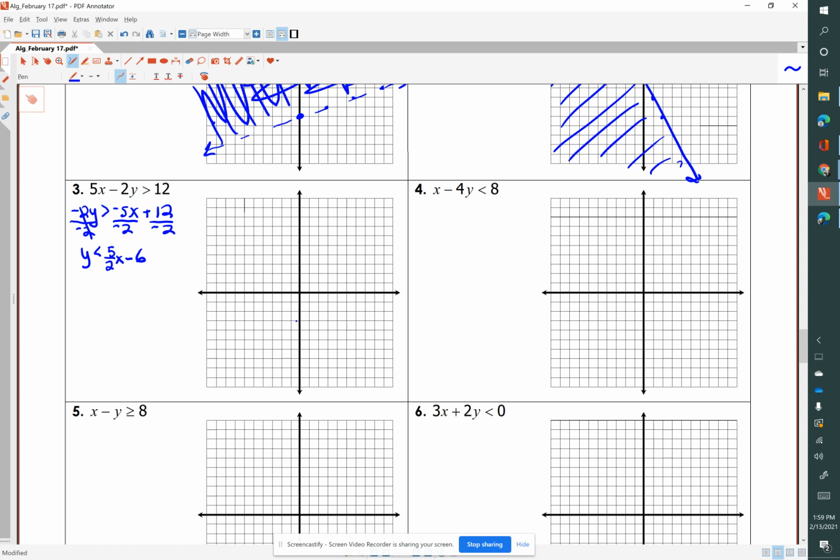We have a y-intercept of negative 6 and a slope of 5 over 2. It's a positive slope, 5 over 2. It's a pretty steep graph. And with this, we will have a dotted line, and we will graph below or shade below.